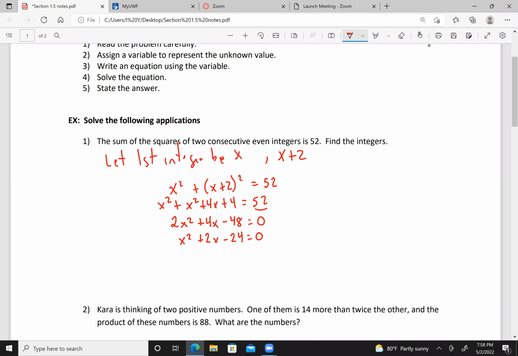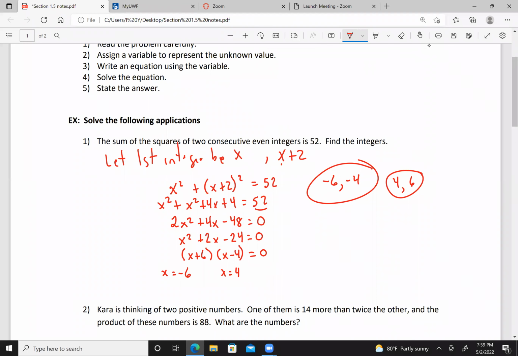Now, at this point, we have a simple quadratic equation. We could use any of the methods we learned previously, including the quadratic formula. Me personally, I see that this factors to (x plus 6) times (x minus 4). So x is equal to negative 6, or x is equal to positive 4, which means x is negative 6, and negative 6 plus 2, negative 4, and x is 4, and 4 plus 2, 6. So we have two different pairs of numbers.